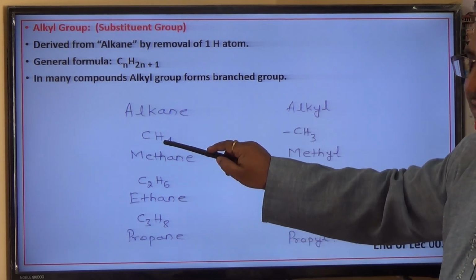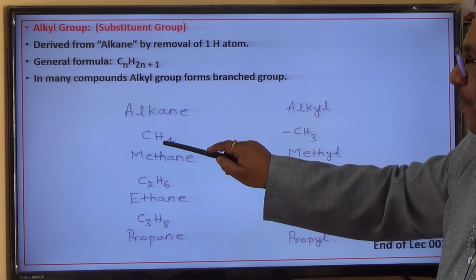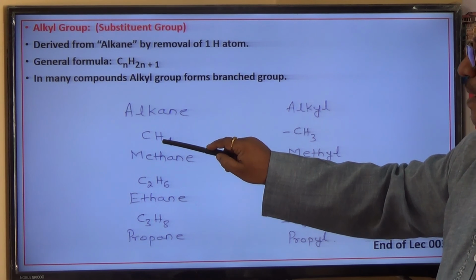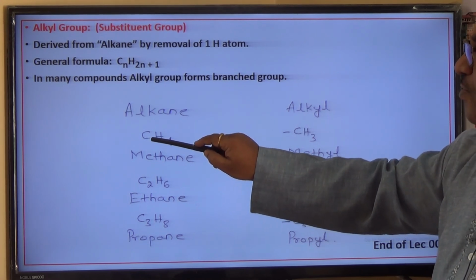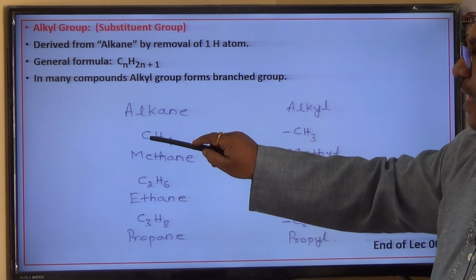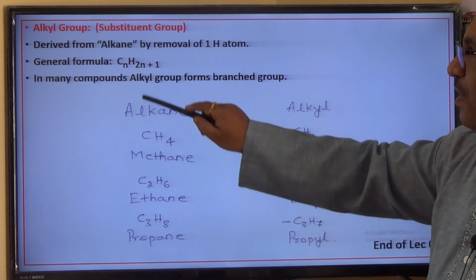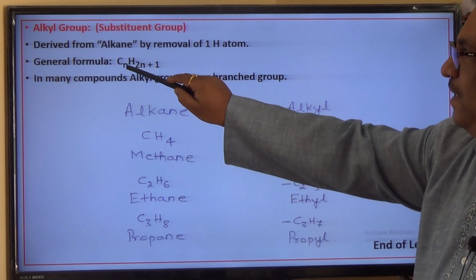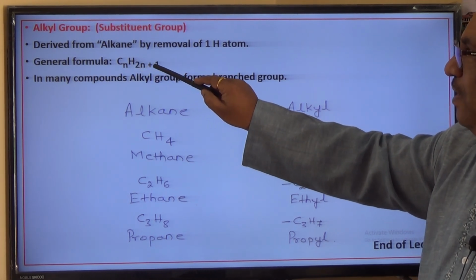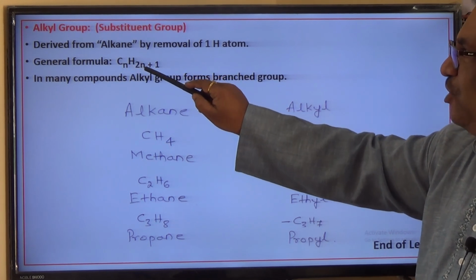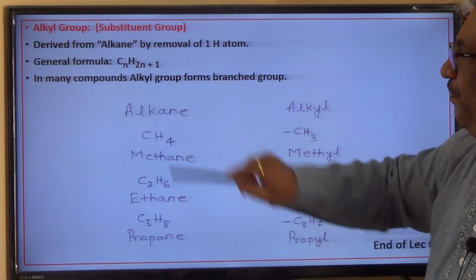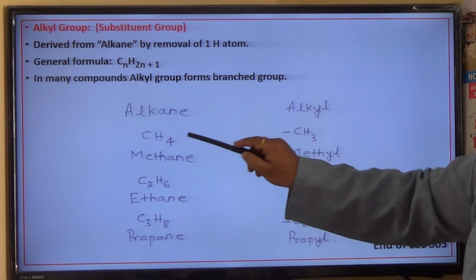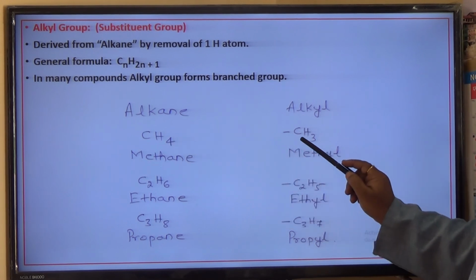CH4 is methane, formula CH4. It is derived from CnH2n+2. Here n is equal to 1. You put n equals 1: 2 into 1, C1; 2 into 1 plus 1, H3; C1H3 or CH3. So alkane will get converted to alkyl by removal of one hydrogen atom: CH3.